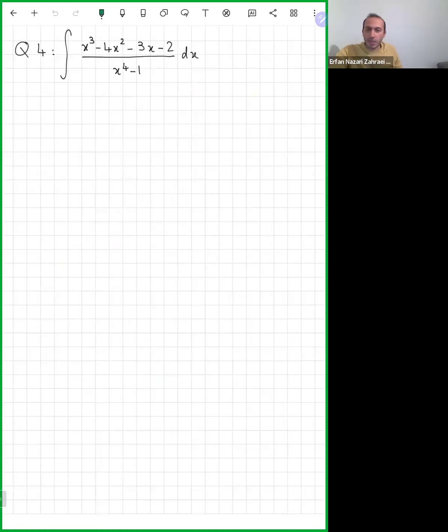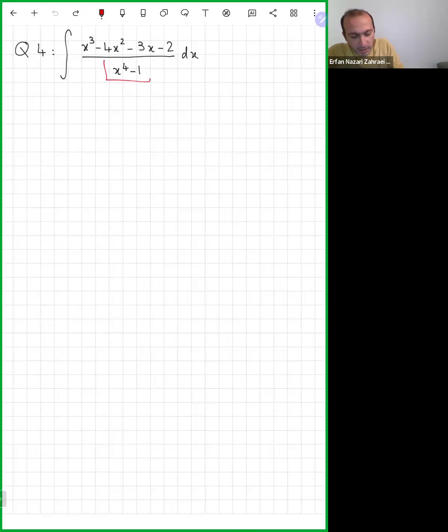Obviously, we have a polynomial over a polynomial, or rational function. So the technique of integration that you should use is partial fraction decomposition. First, for partial fractions, if the degree of the top is greater than the bottom, I need to do long division. But it's not the case in this question. This is degree 3, degree 4, so the degree of the top is less than the bottom. I don't need long division.